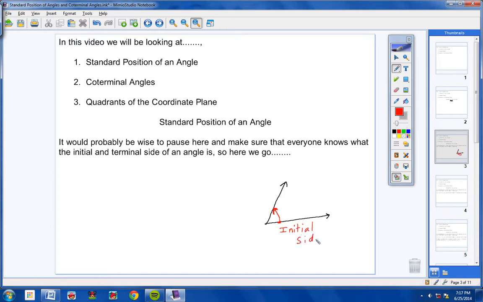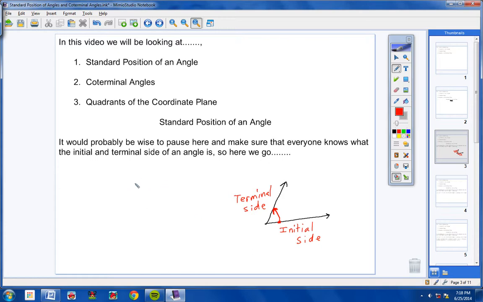You need to understand these terms. We're going to use these words a lot. Now, notice we started here and we rotated this direction and we ended right here. So we ended at this side here. So that ray or that side of the angle right there is called your terminal side. Your terminal side. Does that make sense? So now you know what the initial side and the terminal side of an angle is.